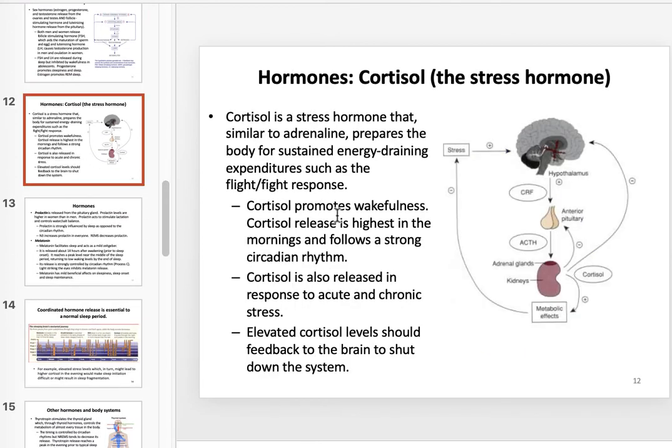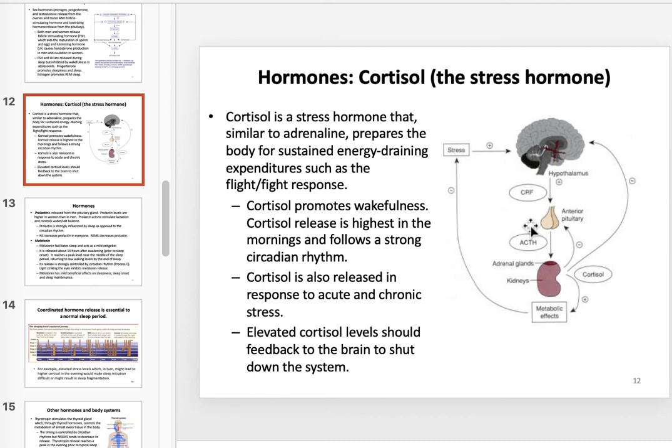What about cortisol? Once again, it's a hormone. So we're going to start with the hypothalamus. We're going to head to the pituitary. The pituitary is going to release something, in this case, ACTH. So all of these things are actually compounds. Corticotropin releasing factor. ACTH is adrenocorticotropin hormone.